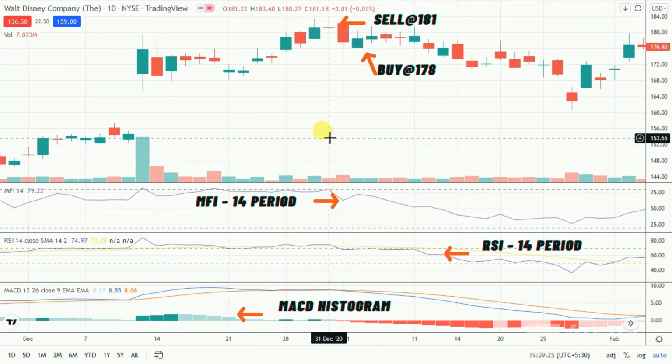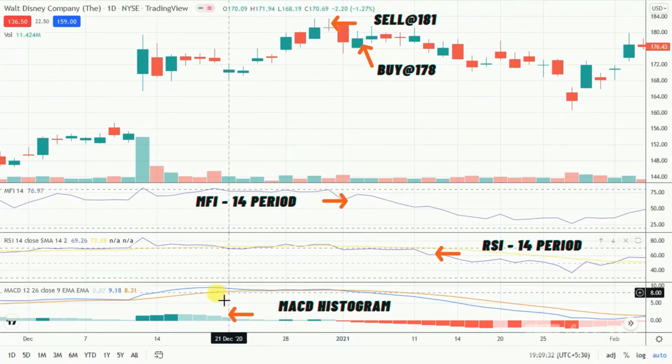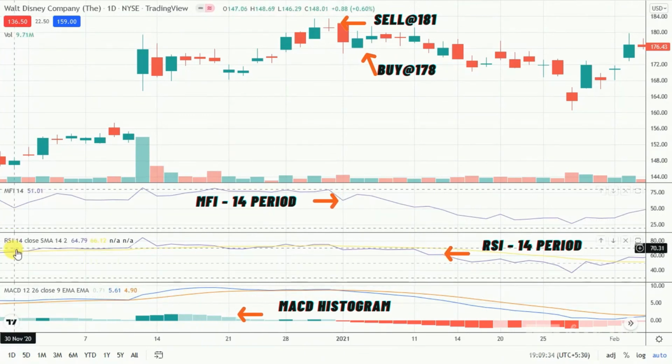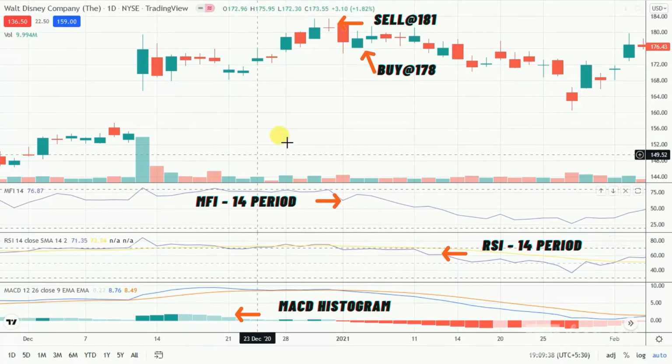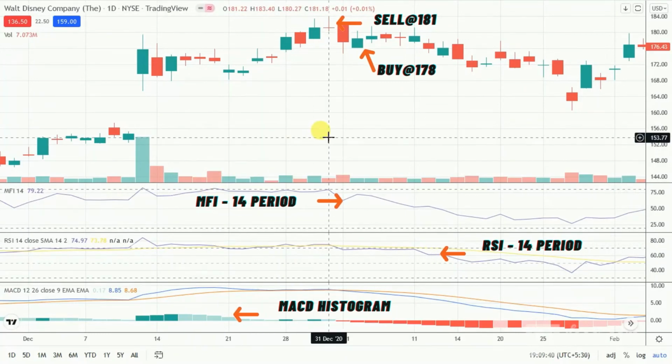So once again, in front of you is Walt Disney chart on tradingview.com. And as you can see, I have loaded all 3 indicators here, the MFI, RSI, and MACD. Okay. So let's go to the 31st of December 2020 to check all 3 conditions.